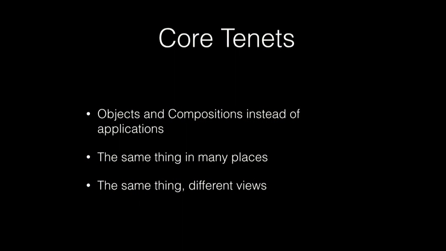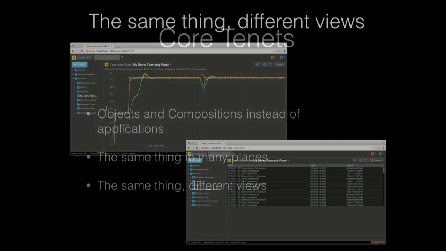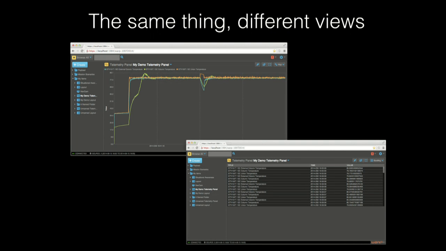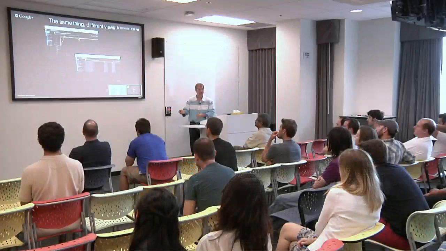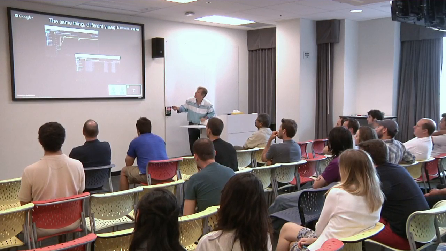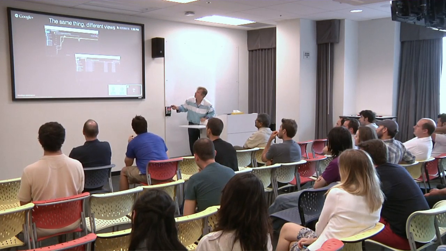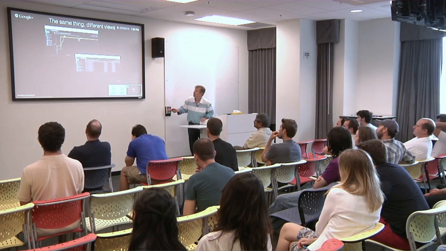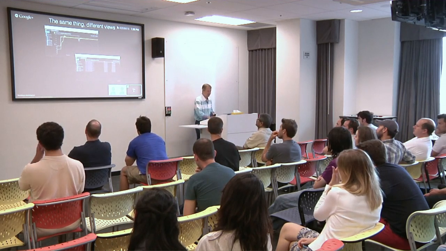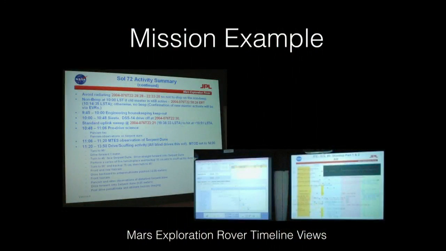These are the ideas, right? No applications. You've got objects and compositions. I can look at the same thing in many different ways, in many different places. And in a second, I'm going to tell you about one of the reasons why I want to do that. So that is the same information. You're just looking at it in different views. You've just got a little pull down here, and I can look at the same thing in different ways. So why do I give a hoot? So here's a mission example.